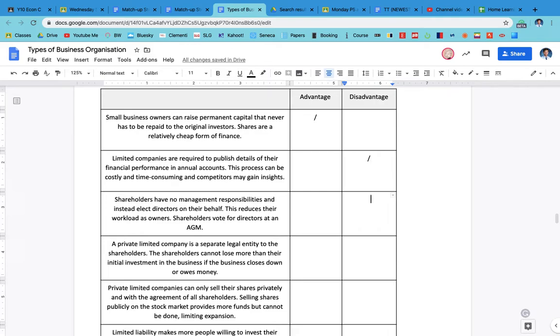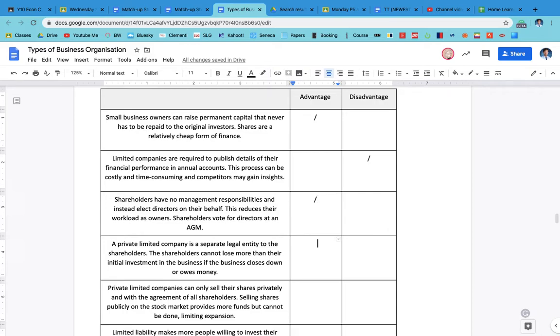Shareholders have no management responsibilities, and instead elect directors on their behalf. This reduces their workload as owners. Shareholders vote at an AGM. Obviously sometimes the managers are the shareholders in very small companies, but often the shareholders have no say in the day-to-day business, and that opens up their time to do other things.